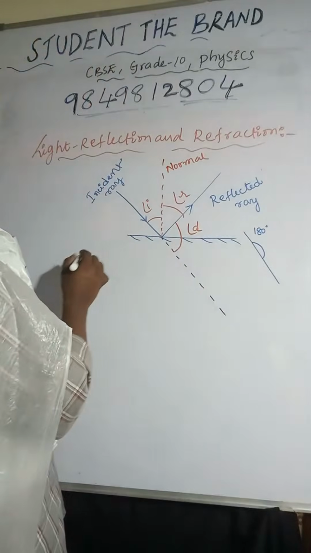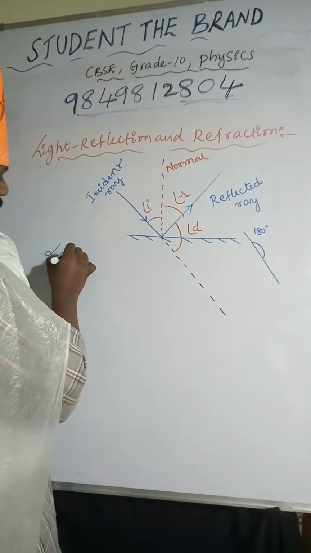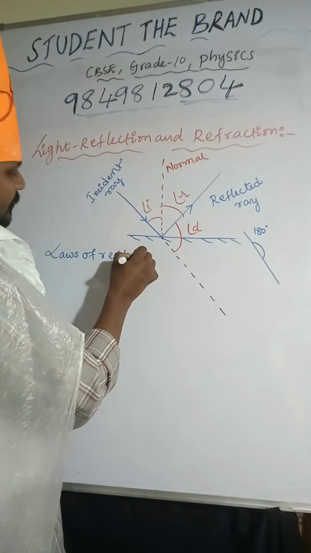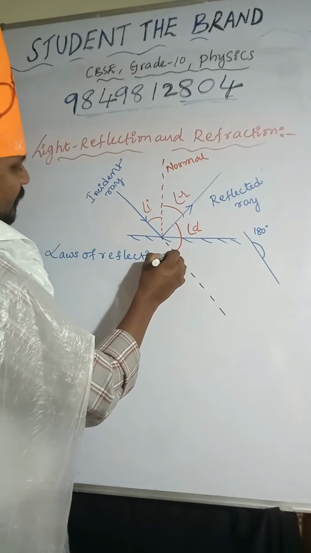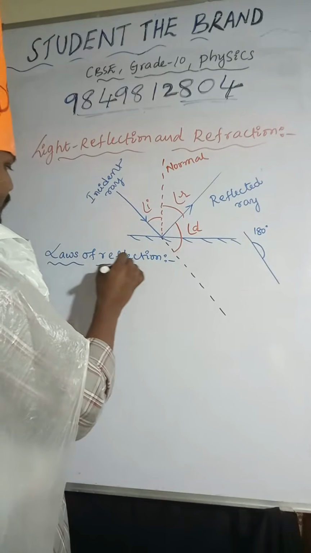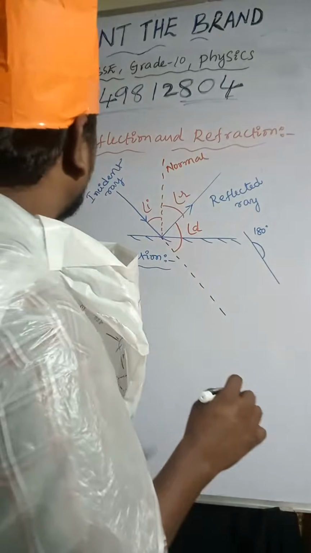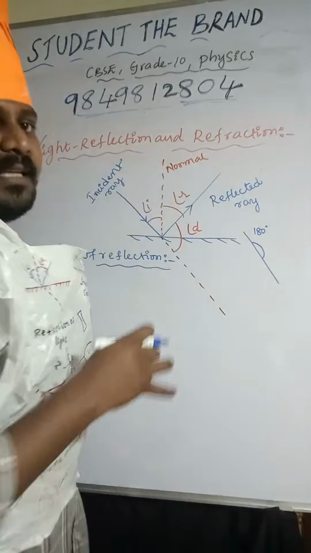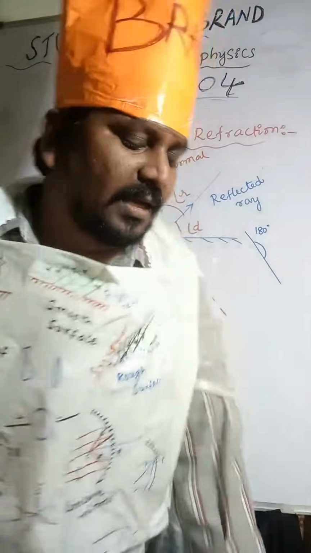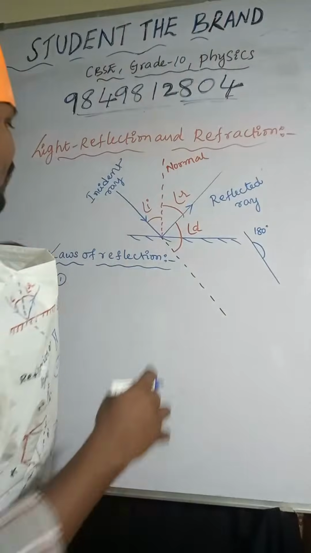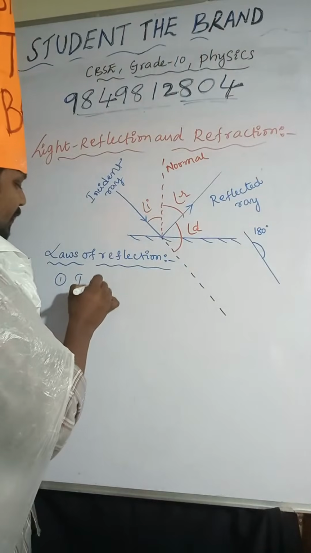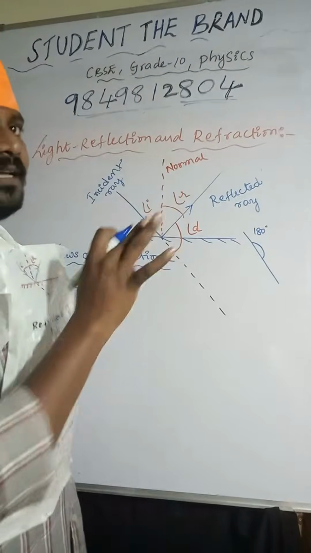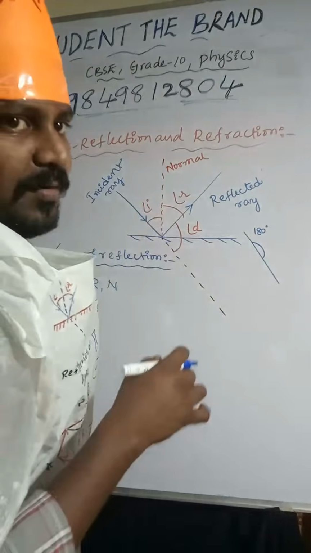Coming to the laws of reflection. Point number 1: the incident ray, reflected ray and normal line lie on the same plane.